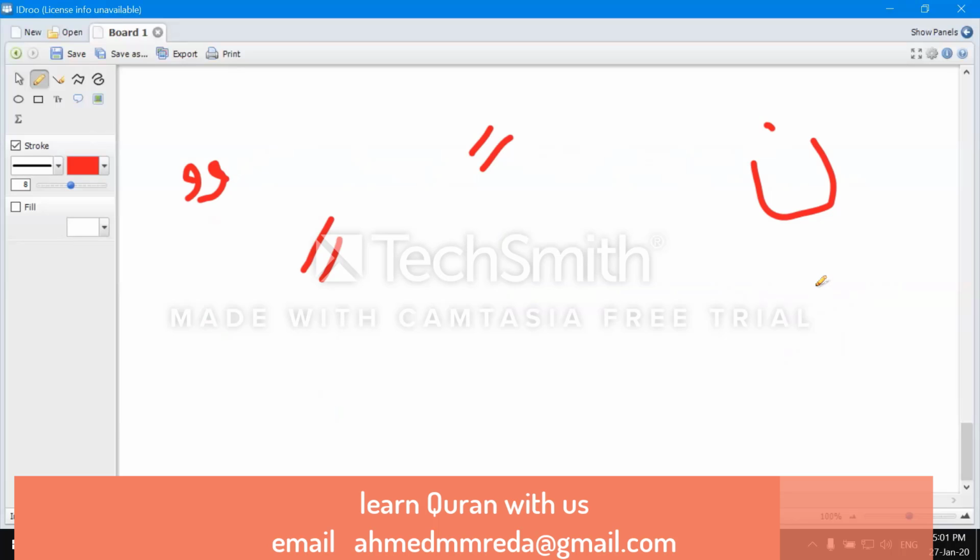The third case is إقلاب, if noon sakin or tanween is followed by ba, to change it into meem with غنة. The fourth one is إخفاء, hide the pronunciation of noon or tanween and do غنة, right? Can you re-explain again the rules of noon sakin and tanween?